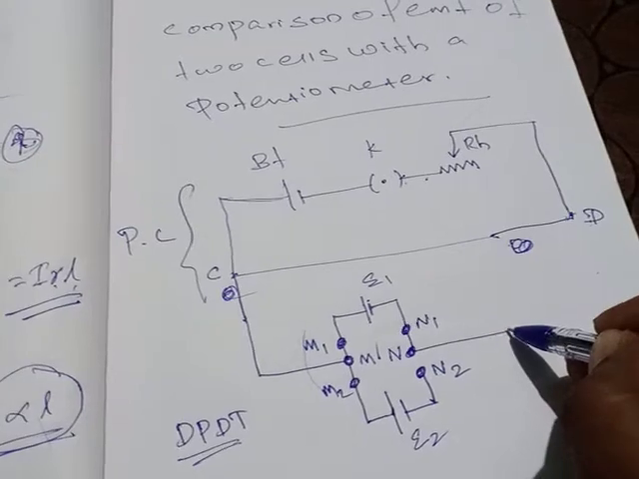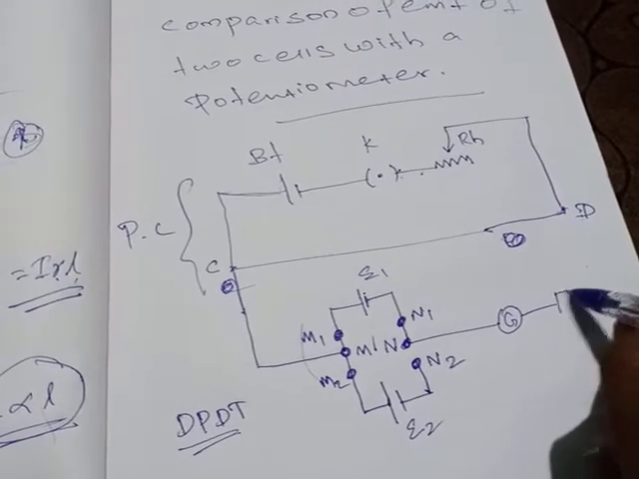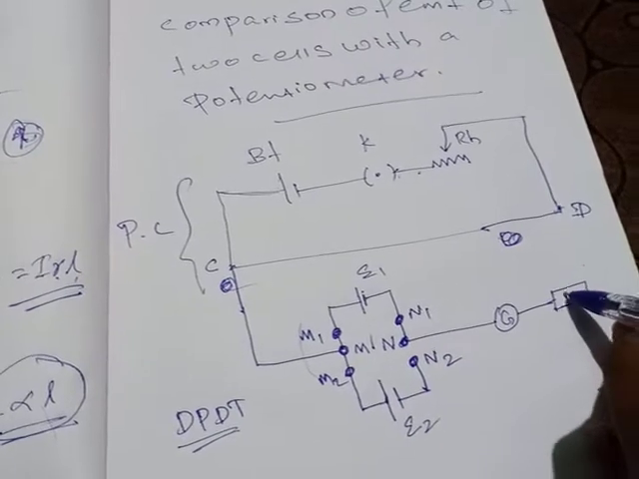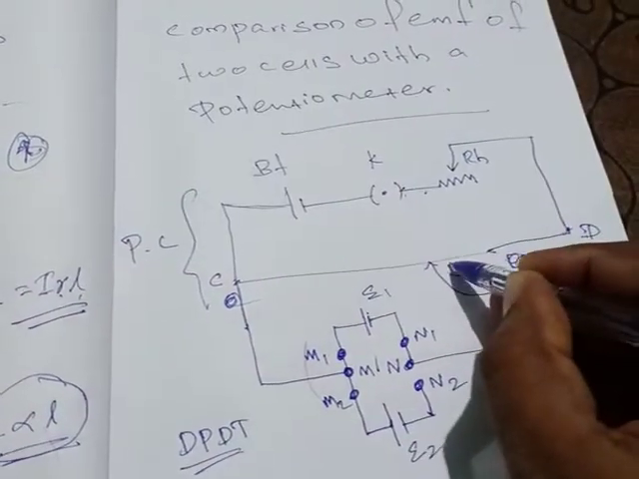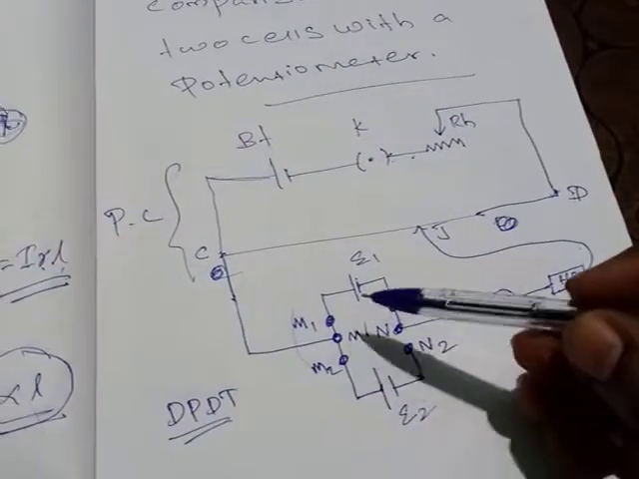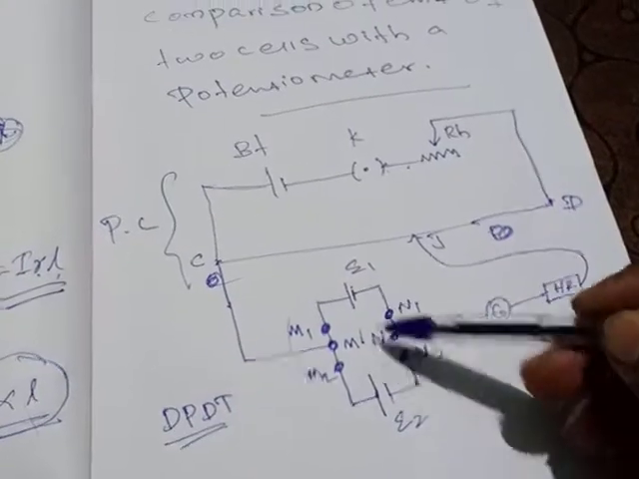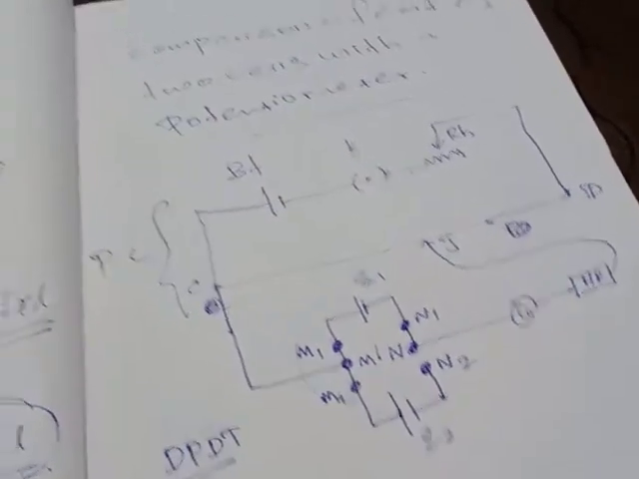Then we will find the balancing length, and here a galvanometer is there. Along with the galvanometer, a high resistance box and a jockey are connected. This is how a potentiometer is arranged with the DPDT switch and two cells, so that we can compare the EMF of two cells.